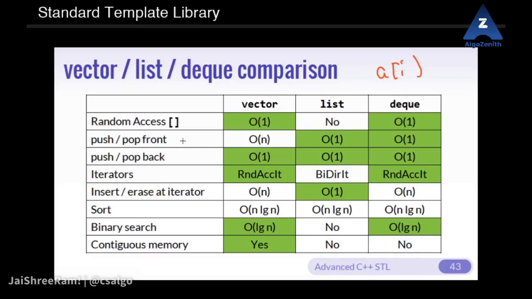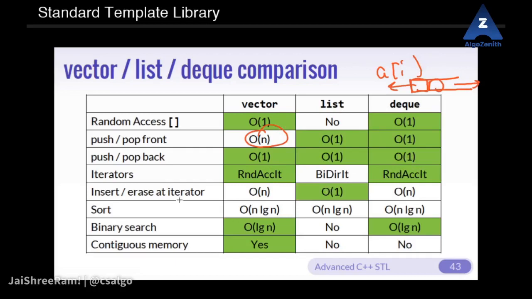Okay, push front, pop front, and so on. From the front you cannot remove elements in the vector. So vector is something like this, right? You have elements over here, and then you can extend at the back. So you cannot remove an element from the front, so it takes order n, but for both the list and deque it's order 1. Pop back is order 1 for all of them. Iterators are random access in vectors and deque, but in list you can move iterators in both directions, because it's a bidirectional linked list.